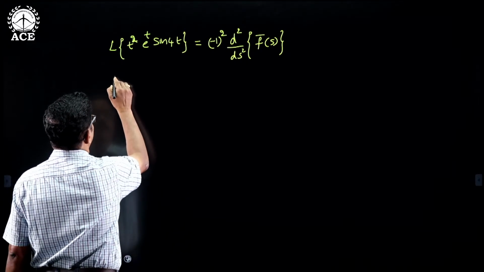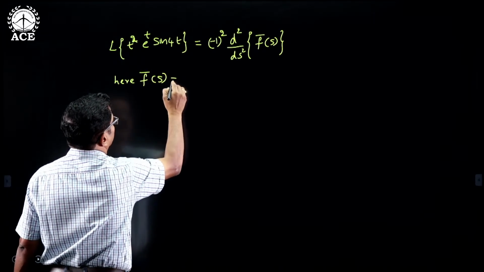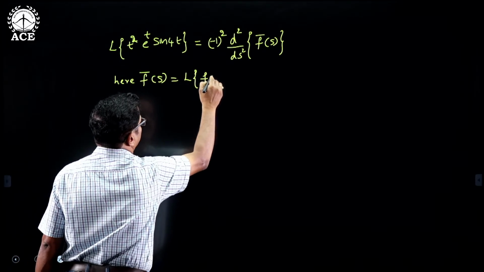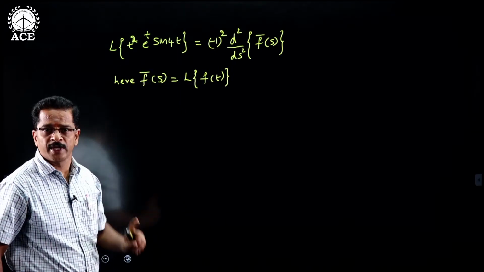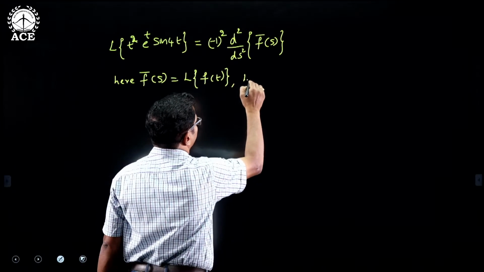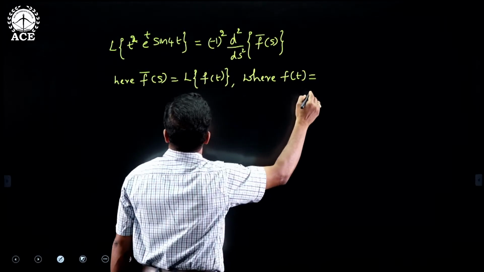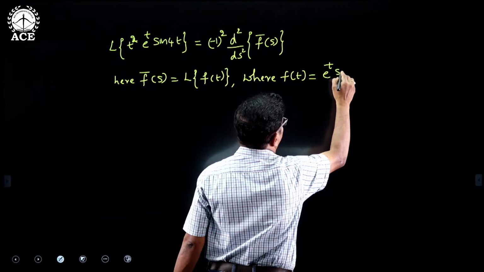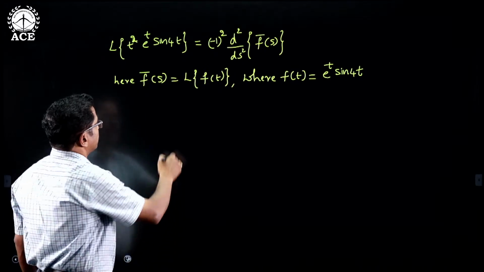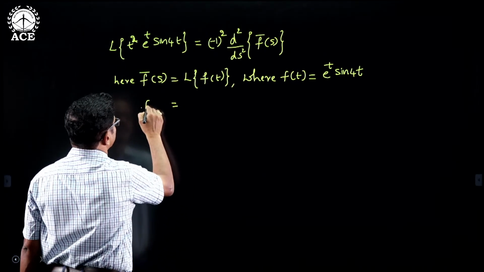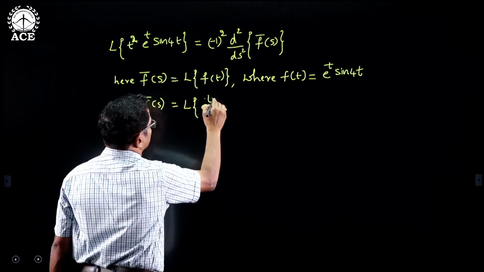So here f bar of s equals to L of f of t, where f of t means e power t sine 4t I have to take. So where f of t equals to e power t sine 4t. Then I am evaluating f bar of s, that is L of e power t sine 4t.